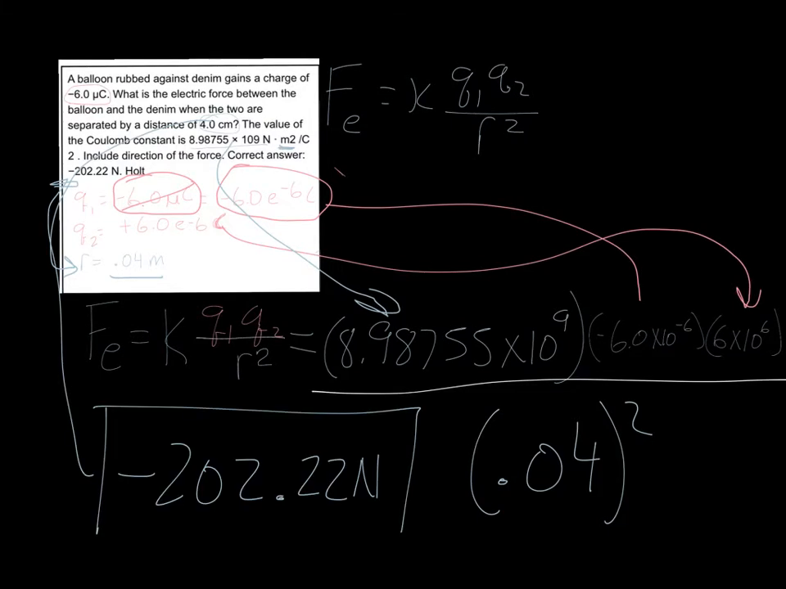All right, you should see your answer here now is negative 2.22 newtons. The negative here, this guy right here, means that it is an attractive force. So if you're ever asked, okay, is this force attractive or repulsive? If it's a negative answer, then it would be attractive. If it is a positive answer, it would be repulsive.